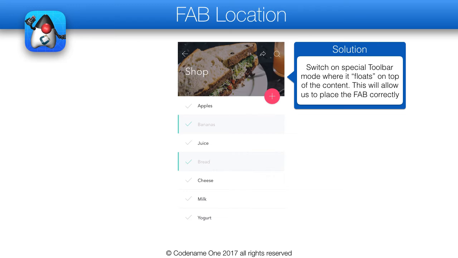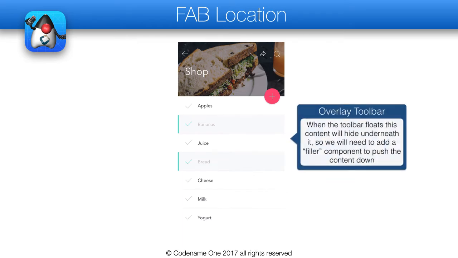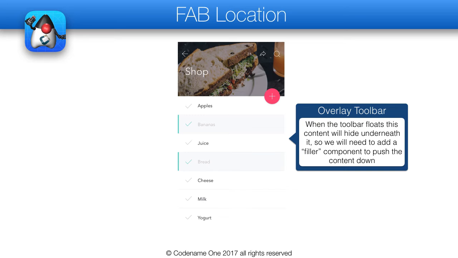We'll just not set it to true in the init method, and then just install the type of toolbar that you need. The thing is, when you have an overlay toolbar of this type, the content will hide underneath that toolbar. So we'll need a special component to push the content downwards. So the portion with the image won't hide the apple, the, what is it, bananas and everything that we need to buy. So it won't hide that.